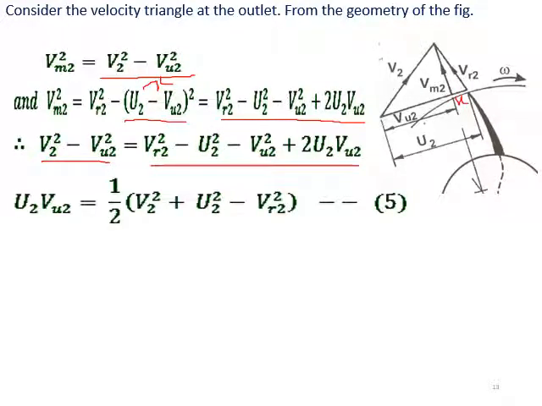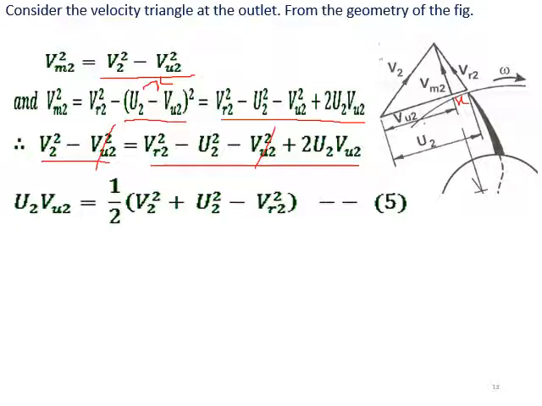So after simplifying this, u2 Vu2 is here, keep it as it is. Now the 2 multiplied with u2 Vu2, take that 2 to the left hand side, that is 1 by 2. So remaining here is V2 square, then u2 square is taken to the other side, that is plus u2 square minus Vr2 square. So here Vu2 square and this Vu2 square will get cancelled.